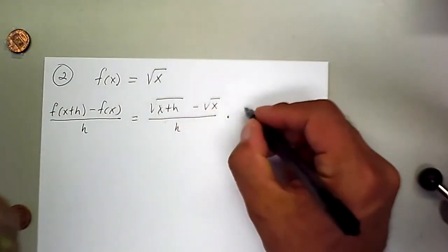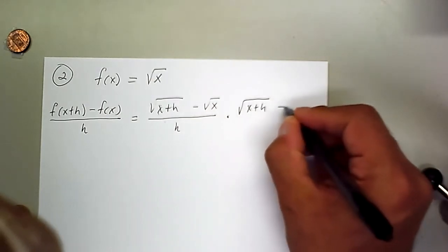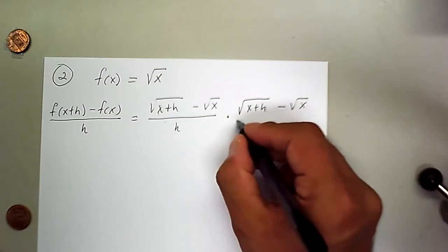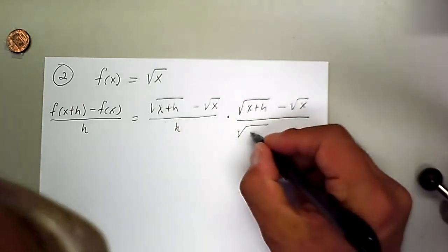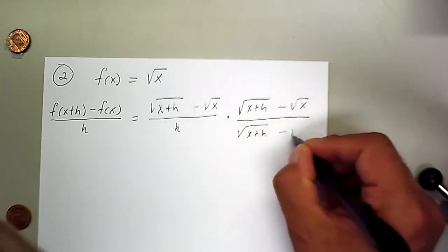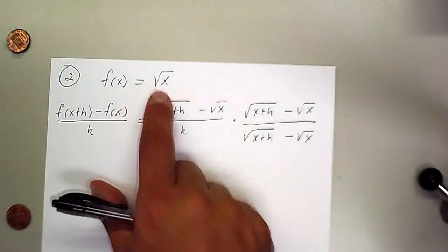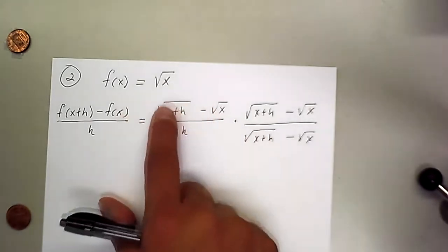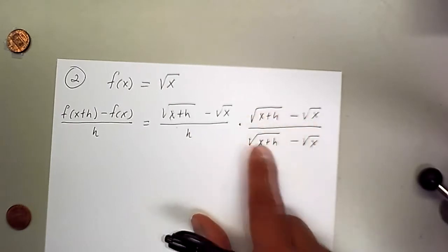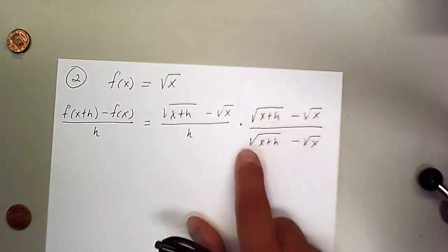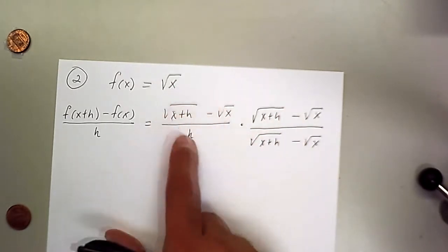We're going to multiply by the quantity square root of x plus h minus square root of x, but we have to divide by the same quantity. Otherwise, we're going to be changing the value of the fraction. So that is the trick in this kind of a problem. If we have a root, start out by writing out what the difference quotient is, and then multiply by the conjugate on the numerator and denominator. This is actually the number 1. So we are not really changing the value of this fraction.